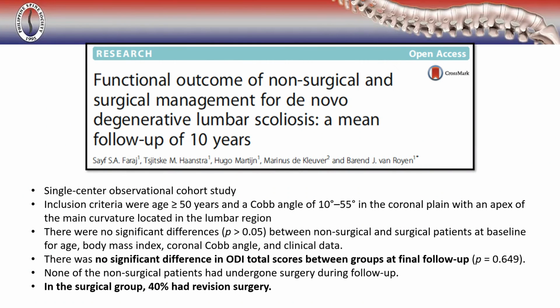Here we have a report, this time with a mean follow-up of 10 years, a single-center observational cohort study of 88 patients, all above the age of 55, with their main curves in the lumbar region. The authors reported that there was no significant difference in ODI total scores between the patients who were treated surgically and non-operatively at final follow-up of 10 years. In the surgical group, however, 40% of them had revision surgery.